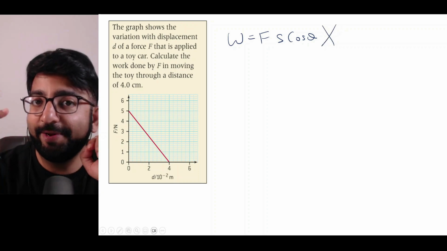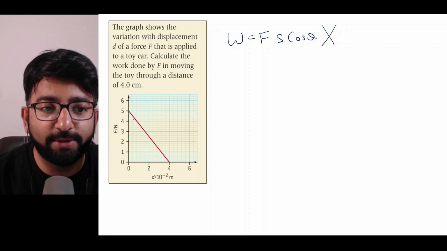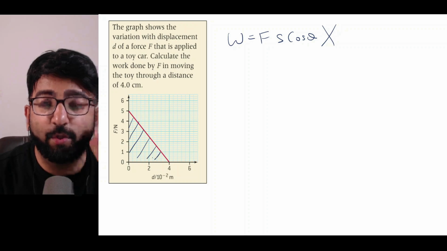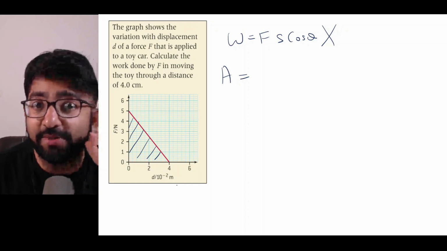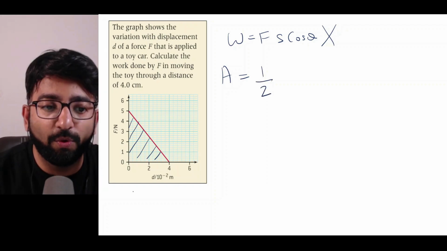So what do we do? All we need to do is figure out the area under the graph. So in this case, if I shade the proper region, this entire region is what we need the area for. So how do we figure out the area? This shaded region is a triangle, and the area of the triangle is half base into height. So if you look at the base of this triangle, that is 4.